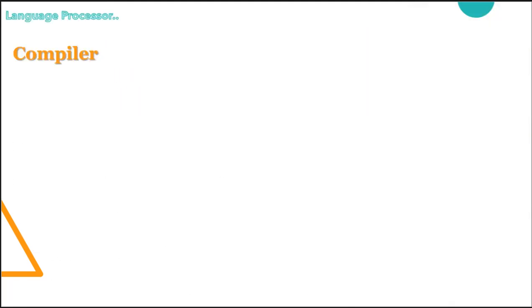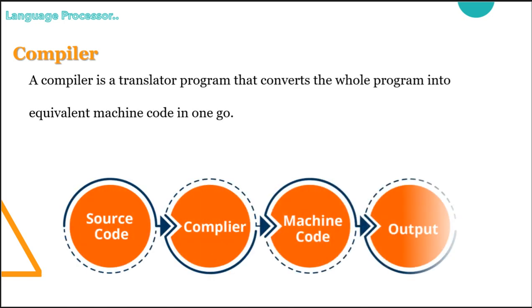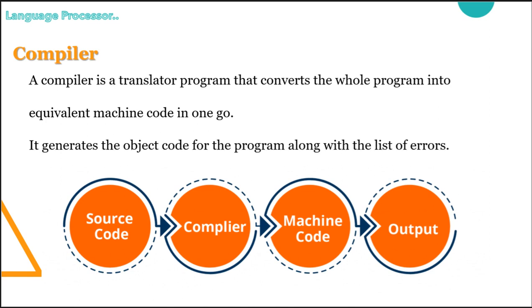Next we have the compiler. A compiler is a translator program that converts the whole program into equivalent machine code in one go. It generates the object code for the program along with the list of errors. Here you can see the source code. Whether it is a 10 line or 15 line source code, whenever you click on run, it will call for a compiler, and your compiler will take your complete program in one go and examine it.